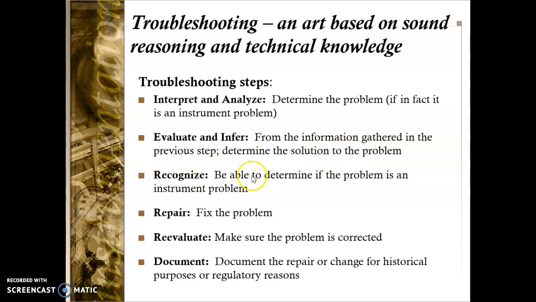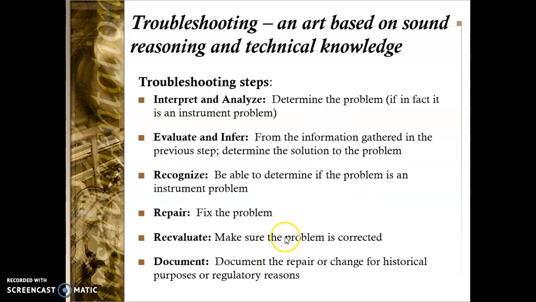Then recognize. Be able to determine if it is an instrument problem again after you've evaluated. Repair. Then fix the problem. Reevaluate. So once you fix that problem, go back to make sure that you did fix it. Maybe you fixed a portion of it, or maybe it really wasn't the problem. So that's what you have to check out.